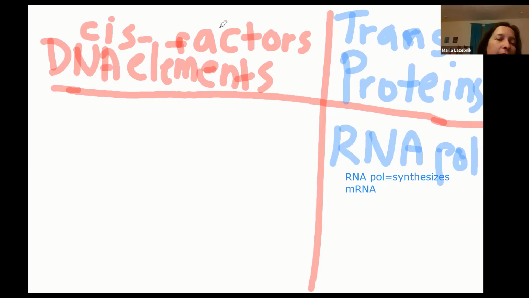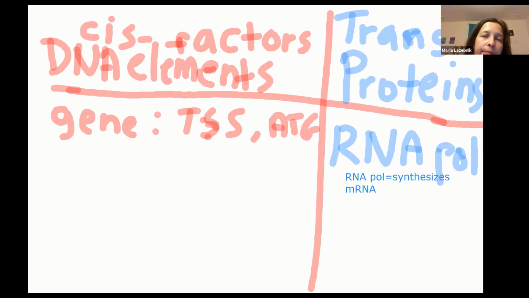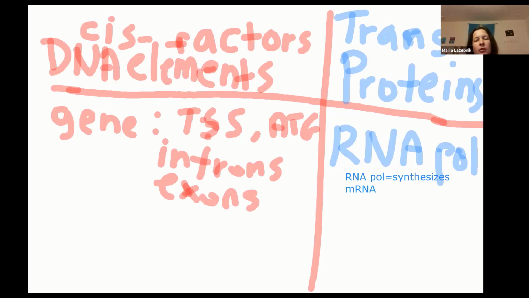On the other end, we want to write down the DNA elements that I just mentioned. So one of them is the gene, and we said that the gene has the following elements: the TSS, which is the transcription start site. It has the ATG, which is the translation start site. And it has things like introns, exons.